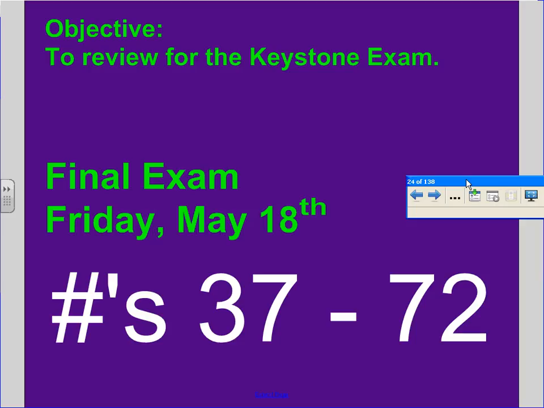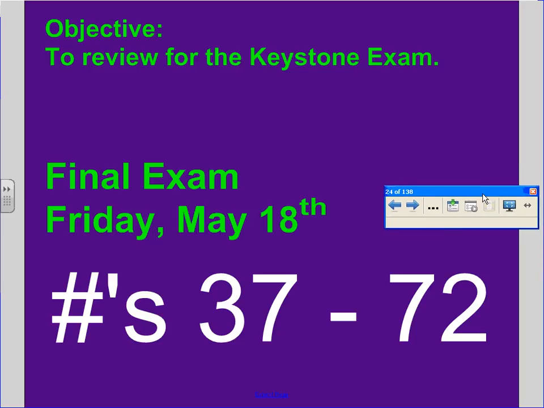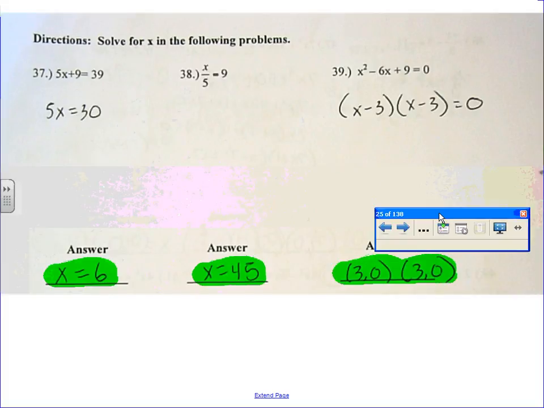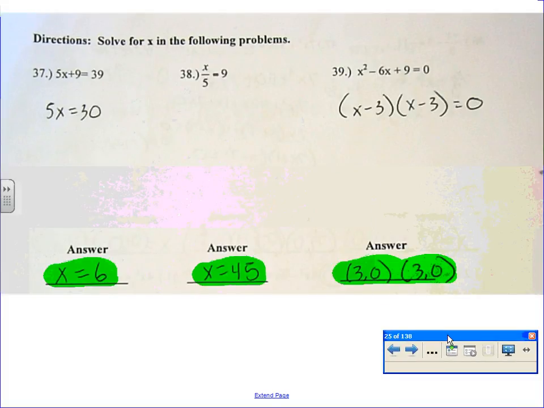So starting with 37, everyone flip to 37. I'll check it later. You're right, I forgot. Okay, Will, can you tell us what you got for 37, please? Just 6. That's not an ordered pair because it's a linear equation. Okay, Brianna, 38. Good. Jared, 39. Good. 30 and 30. So check 37, 38, 39. Make sure you're okay.